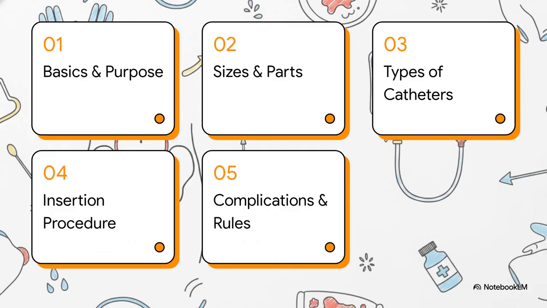Okay, really quickly, here's our roadmap for today. We'll be hitting 1. The basics and purpose. 2. Catheter sizes and parts. 3. The different types of catheters. 4. The step-by-step insertion procedure. And 5. We'll wrap up with complications and the golden rules of care.